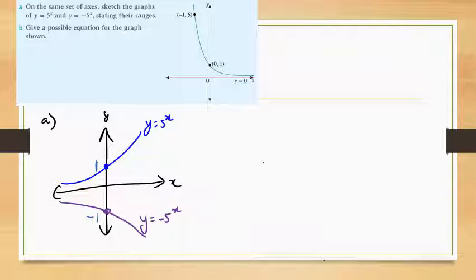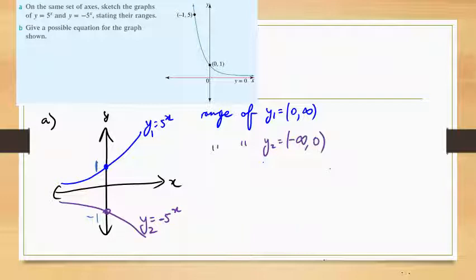So let's write down the ranges. So range of, and I'm going to be lazy here, I'm just going to label them. So range of y1 is equal to, if you have a look, it goes from 0. Now it never actually touches 0, so you need a circular bracket, and it goes to infinity. Range of y2, similar thing, but you might notice that it goes down to negative infinity, so that'll be the lowest point up to 0.